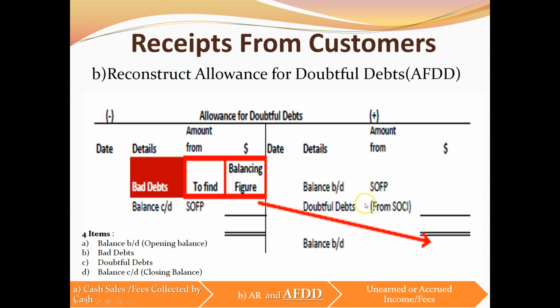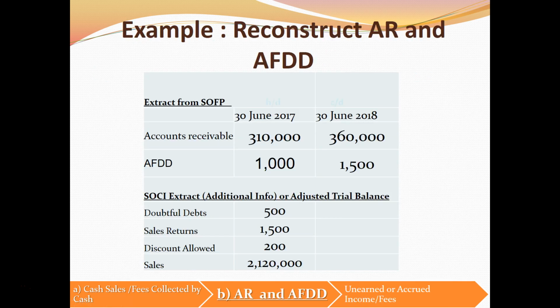Doubtful debts is always here because in profit and loss, doubtful debts is an expense, it has to be under the debit side of the profit or loss account. So bad debts is always here because when we credit bad debts to close bad debts, it will transfer to AFDD on the debit side. So remember, there's only 4 items here: opening balance, closing balance, doubtful debts from SOCI, and bad debts. Okay, so let's look at the example for how to reconstruct using all this information.